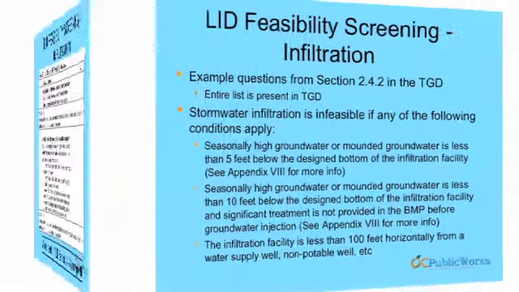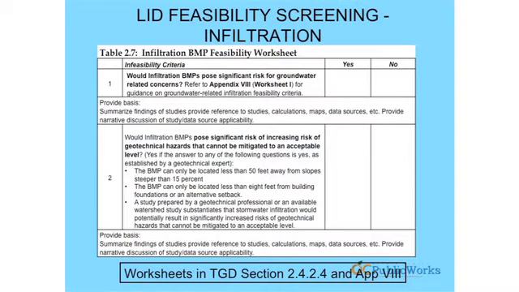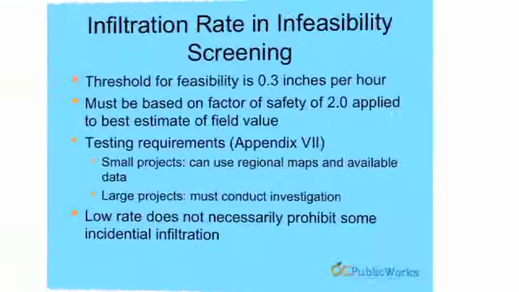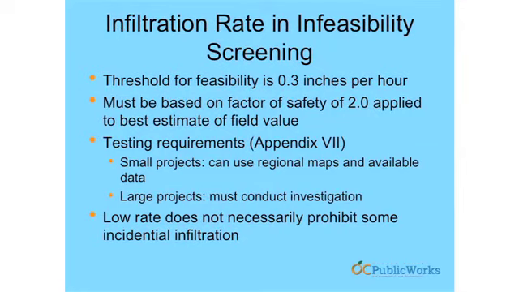This is an example of yes/no questions. I've already showed you that. I'm going to expand on this just a little bit because this is worthy of a mention: the infiltration rate. I'm going to start by just telling you what the criteria are, and then I'll ask some questions. So the threshold for feasibility is 0.3 inches per hour. And before you compare your site rate to the 0.3 inches per hour, you have to divide your site rate by 2, a factor of safety of 2.